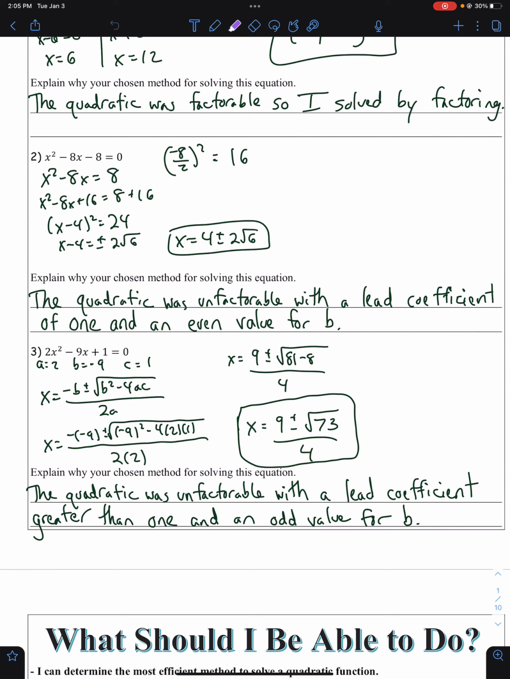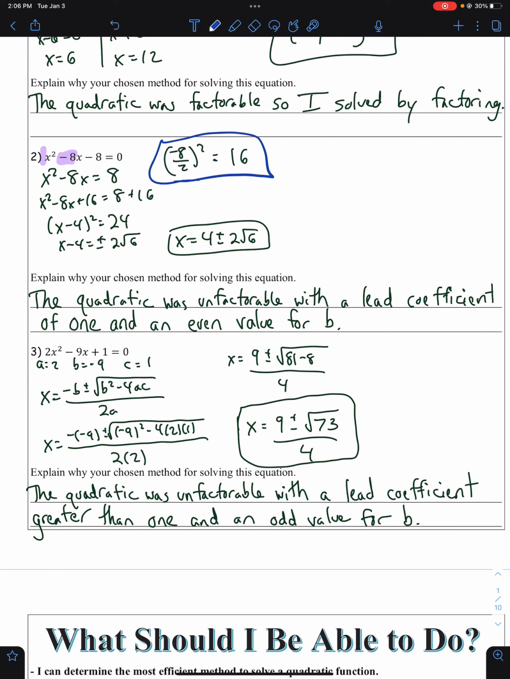But what makes 2 easier than 3 for using completing the square? The a coefficient is 1, and that b value, the coefficient on x, is even. So when I do the whole b divided by 2 thing, I'm going to get a nice integer value. I'm not going to get a non-integer. I'm not going to get a fraction.